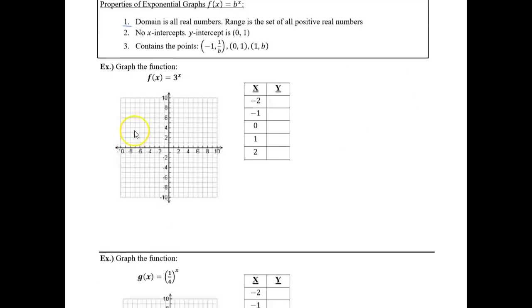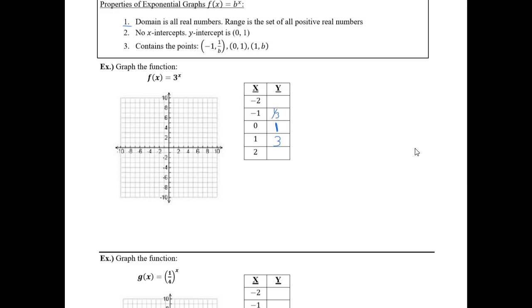So let's go ahead and graph it. So we have this function, f(x) = 3^x. And I already know some of these points, right? So (0, 1), because that 1 is going to be our y-intercept. And (1, b), so b here is 3. And then (-1, 1/b), so it's going to be 1/3.